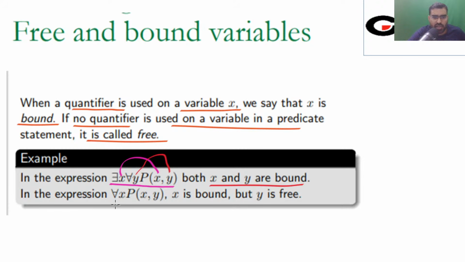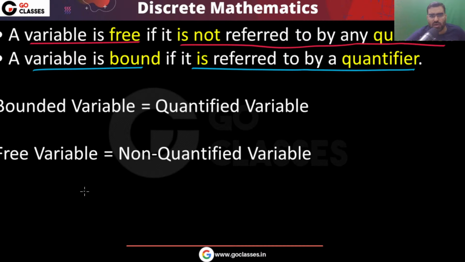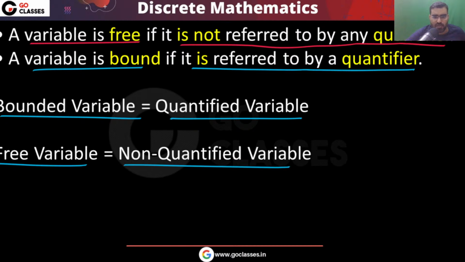Now you can check that this x is definitely bounded, but this y is free. This y is not quantified. There is no quantifier on this y. So this y is free. When can you say a variable is free? If it is not referred to by any quantifier. When can you say a variable is bounded? If it is referred to by a quantifier. So a bounded variable means a quantified variable, and a free variable means a non-quantified variable.